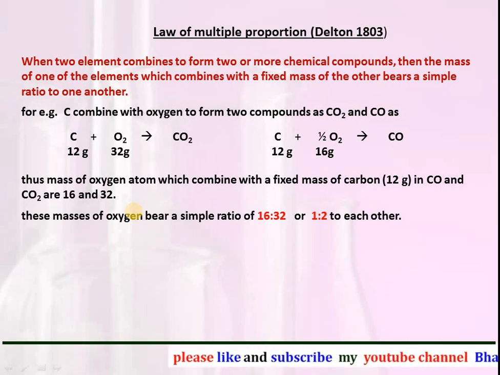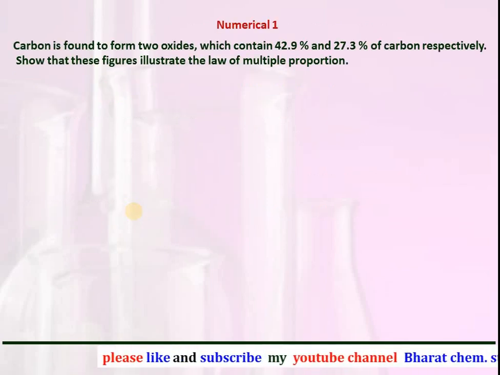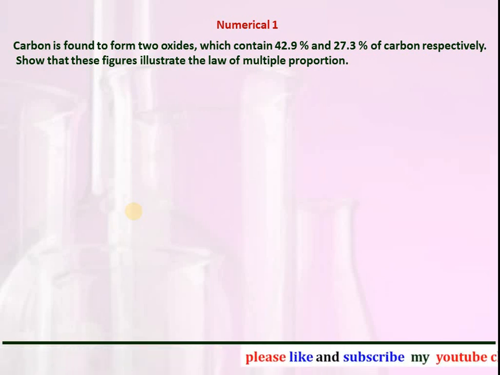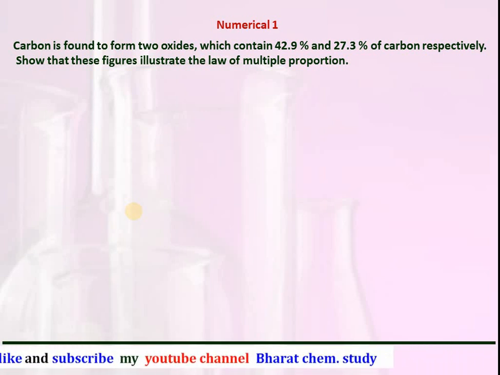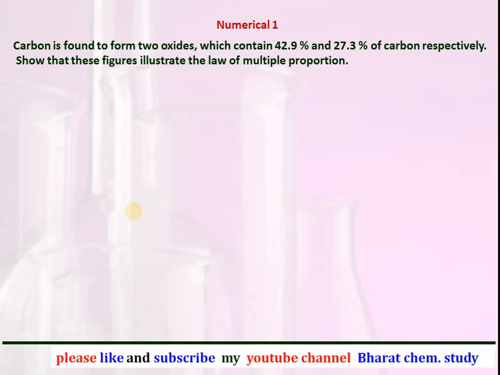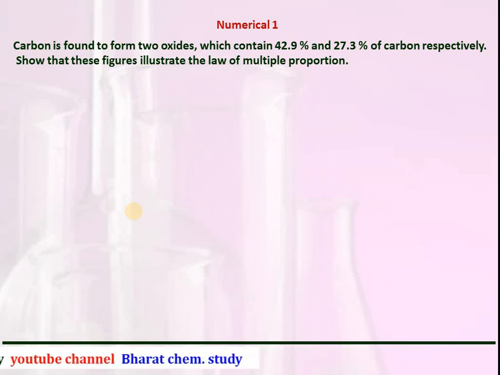Let's understand with one numerical. Carbon is found to form two oxides which contain 42.9% and 27.3% of carbon respectively. Show that these figures illustrate the law of multiple proportion. So here two experiments are given and two oxides are formed. They are not telling us which oxide is carbon dioxide and which oxide is carbon monoxide. So we take oxide 1 and oxide 2 so that the solution can be done.